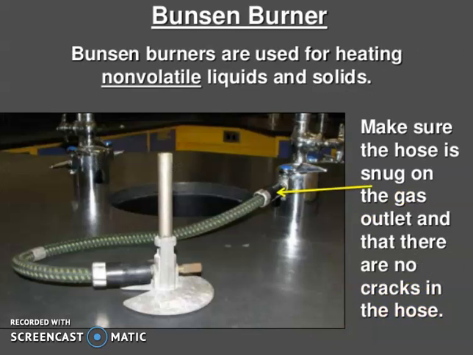Now Bunsen burner. You know Bunsen burners are used for heating non-volatile liquids and solids. Make sure the hose is snug on the gas. You can see this hose. If it is not snug, then the precautions should be better always. So make sure the hose is snug on the gas outlet and that there are no cracks in the hose.